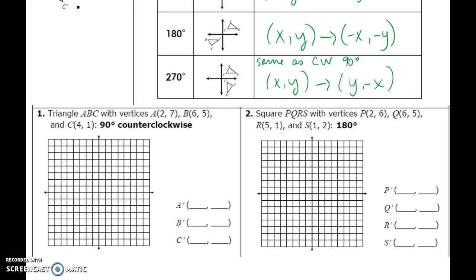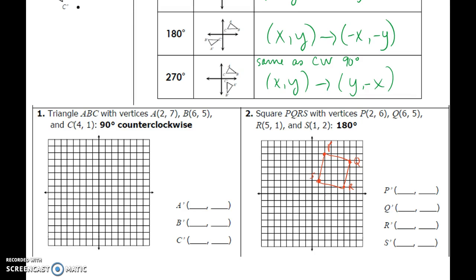So I'm going to do square PQRS. P is 2, 6: 1, 2, 3, 4, 5, 6. That's P. Q is 6, 5: 1, 2, 3, 4, 5, 6, 1, 2, 3, 4, 5. R is 5, 1: 1, 2, 3, 4, 5. So this one is R. P, Q, R. Okay, S is 1, 2. All right, that doesn't look very squarish, but that's probably my fault. Okay, so there we go. Oh yeah, I guess it's a square. Okay, so we have square PQRS, and we're supposed to rotate this 180 degrees.